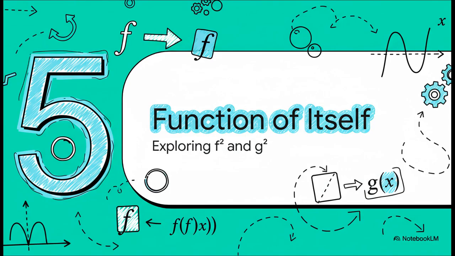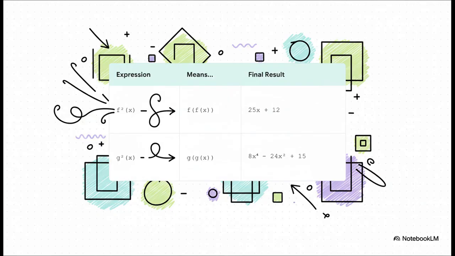So what happens if we get a little weird with it? What if we compose a function with itself? You'll see this written as f squared of x, which is just a shorthand for f of f of x. Let's take a look. The logic is exactly the same as before. For f of f, we plug 5x plus 2 back into itself. For g of g, we do the same with 2x squared minus 3. And just look at the result for g squared. By combining a pretty simple function with itself, we've created a much more complex one.